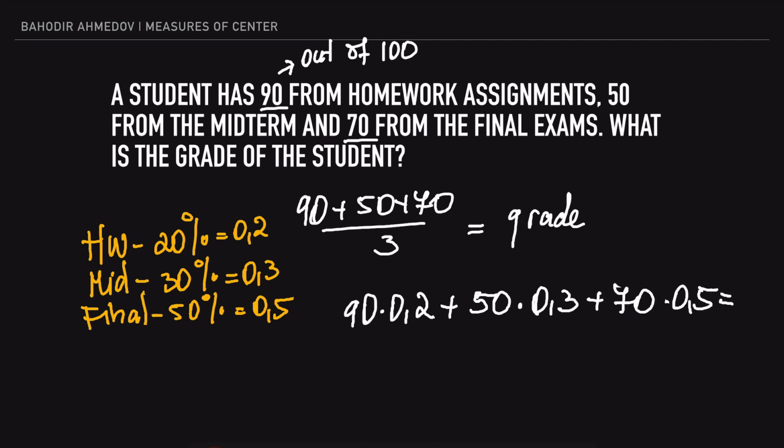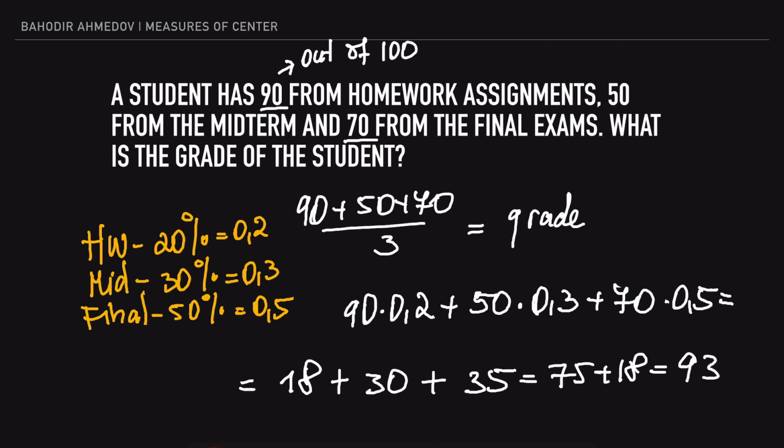It's going to be equal to 0.5. Then I'm just going to sum this. It is going to be equal to 18 plus 30 plus 35. And if I sum this, it is going to be equal to 75 plus 18, which is equal to 93. Wow, so it's really great, right?